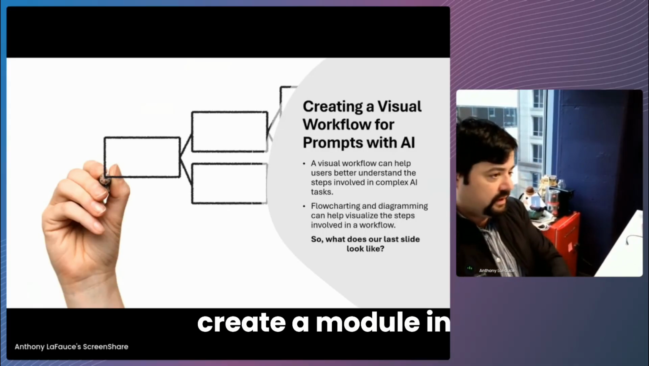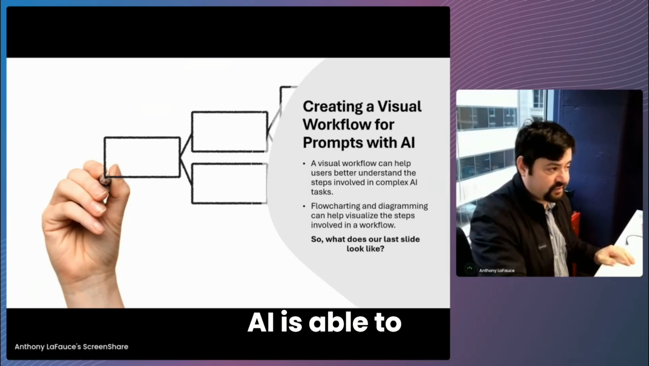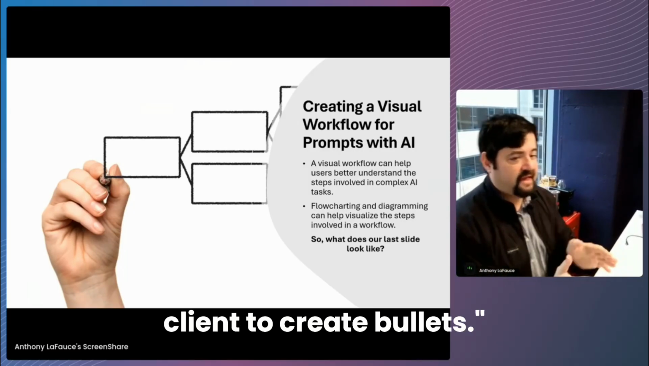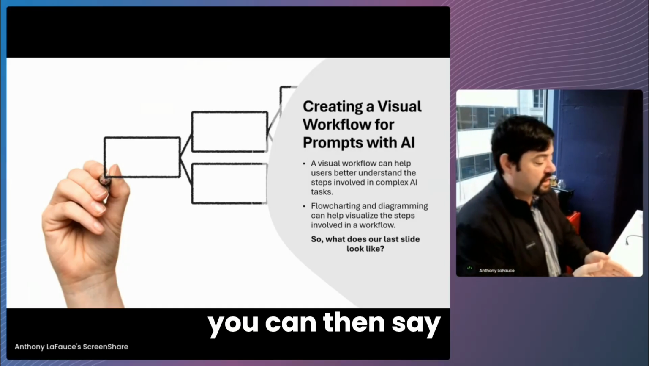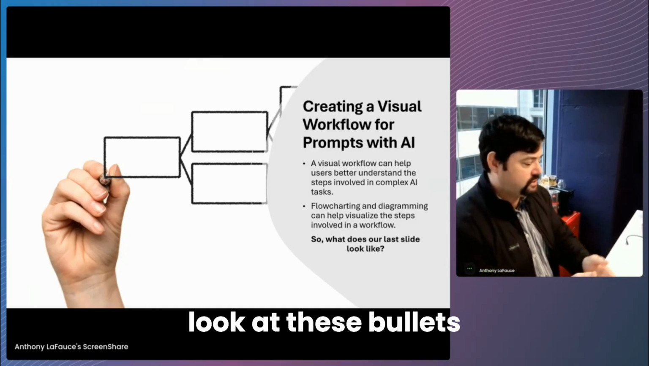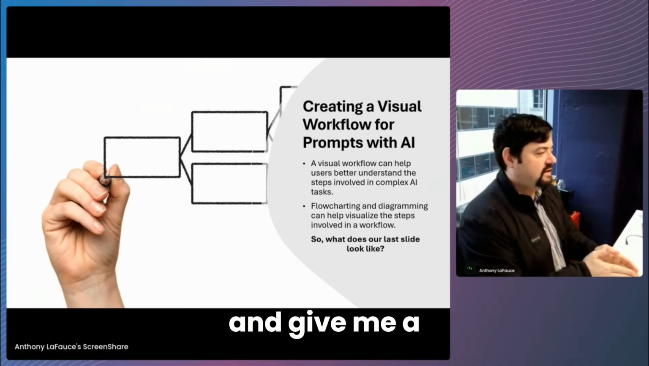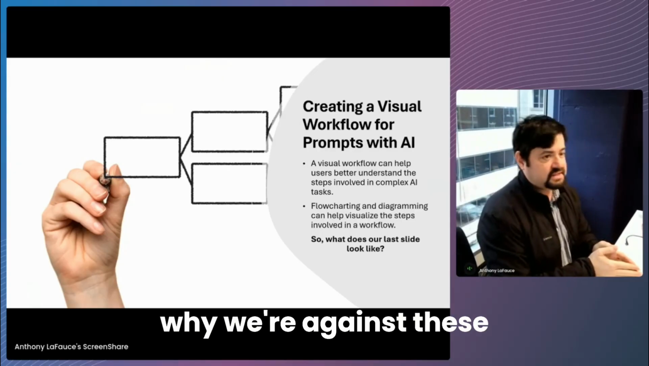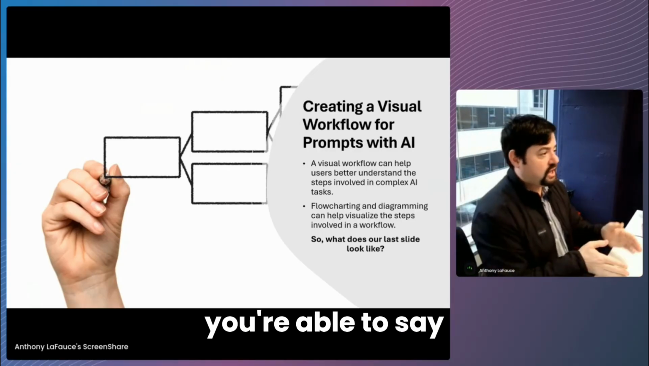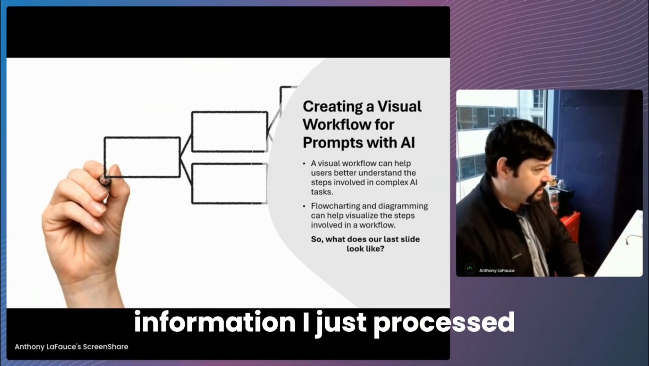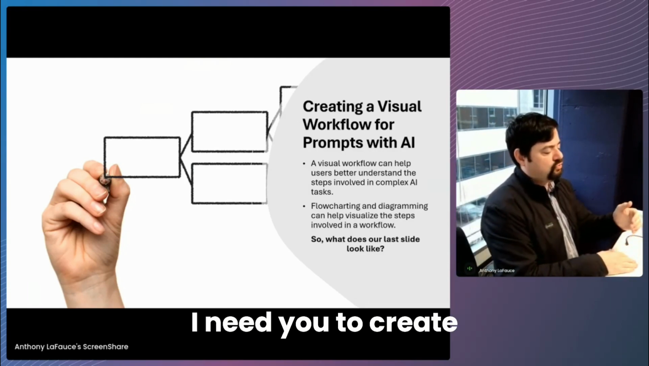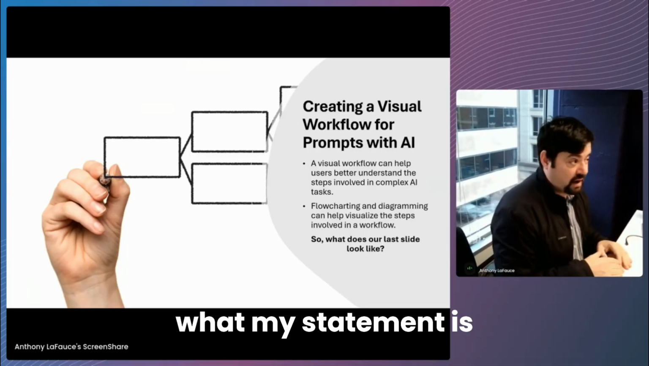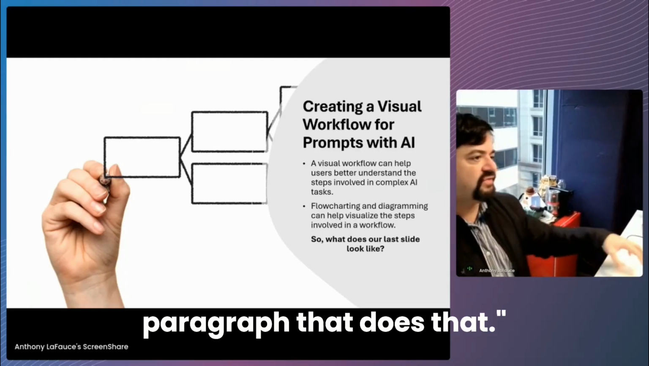So I'm able to create a module in that workflow process where AI is able to step in to say, digest this report as it relates to my client to create bullets. And once you have those bullets, you can then say, okay, I need you to look at these bullets, understand who my client is, and give me a really good quote that talks about why we support these bullets or why we're against these bullets. Then once you have that quote, you're able to say, okay, now I need you to take all that information I just processed, create follow-up statements or bullet points that reinforce my statement, and write me a paragraph that does that.